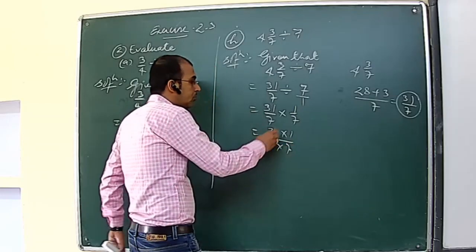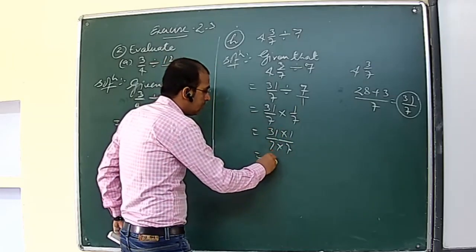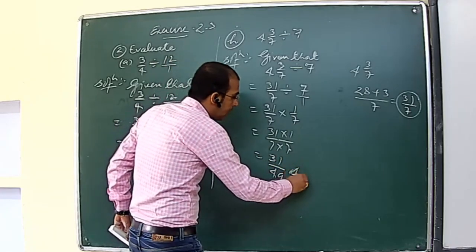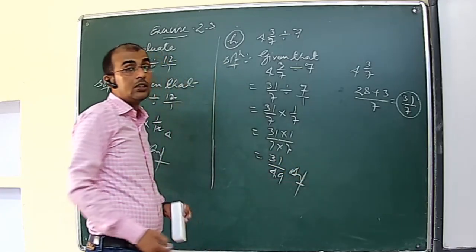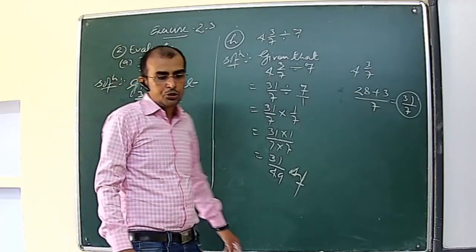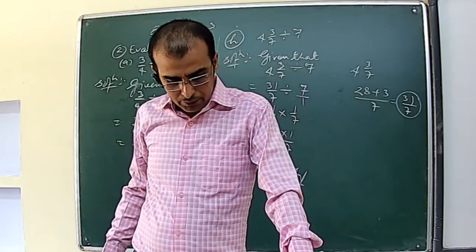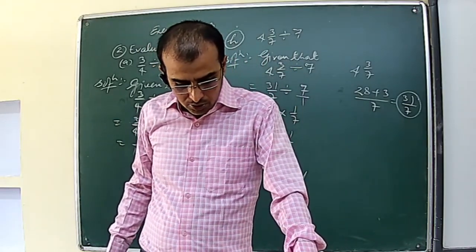And 31 into 1 equal to 31, and divided by 7 into 7 equal to 49. This is your answer. Is it clear? This is your answer. Then question number 2 is over. So many parts are given here. You will solve.